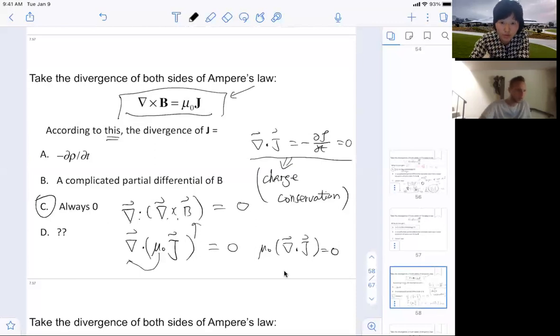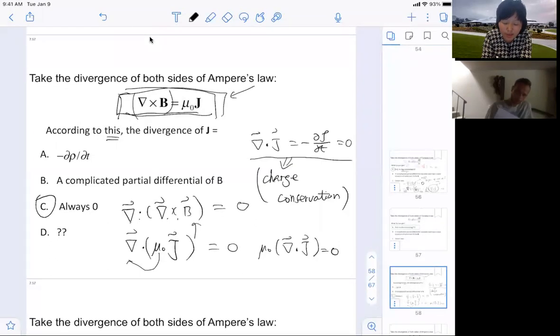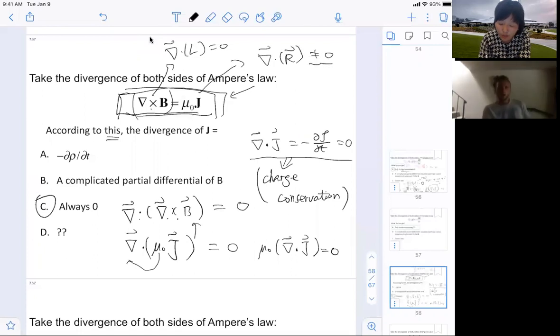Let me put it another way. This is the equation. The divergence of the left-hand side is always zero. However, the divergence of the right-hand side is not always zero, because it is equal to negative d rho dt, and rho, of course, can change with time. Nobody says it couldn't. So the right-hand side can be zero sometimes, but it may be non-zero at other times. So the left-hand side is always zero, and the right-hand side is not always zero. Is that a problem? Yes, it is a problem.